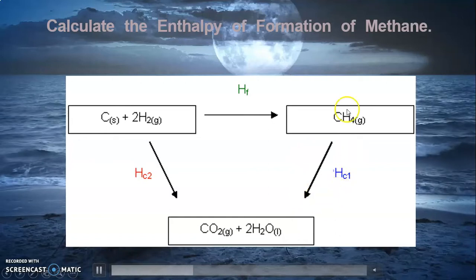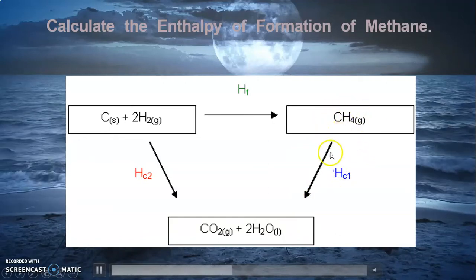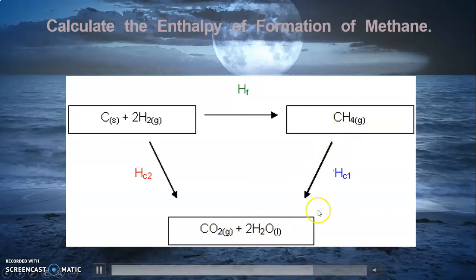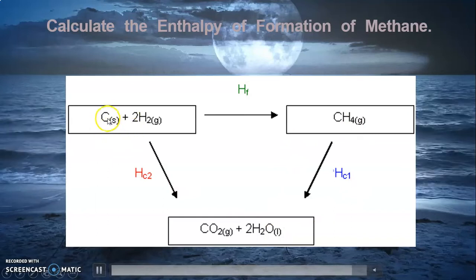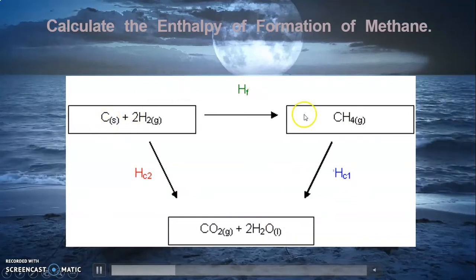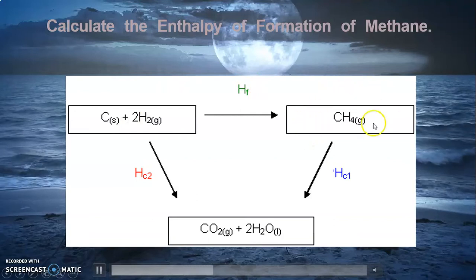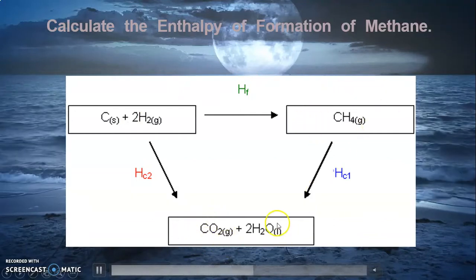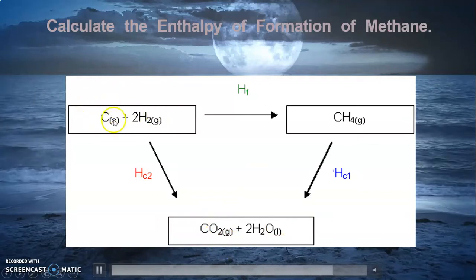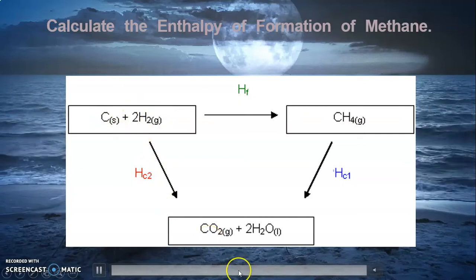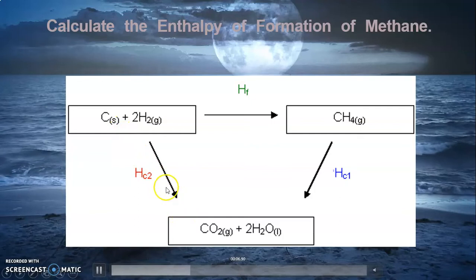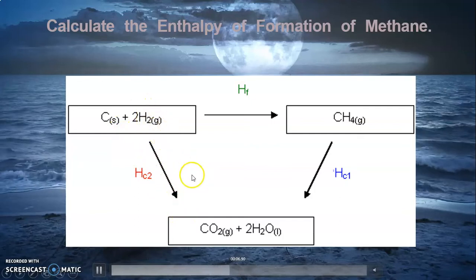For example, methane. When methane is burned, you will get carbon dioxide and water, right? So carbon plus hydrogen forms methane. Methane burns to form carbon dioxide and water. Now carbon and hydrogen burn separately. Carbon burns in oxygen, you get carbon dioxide. Hydrogen burns in oxygen, you get water.